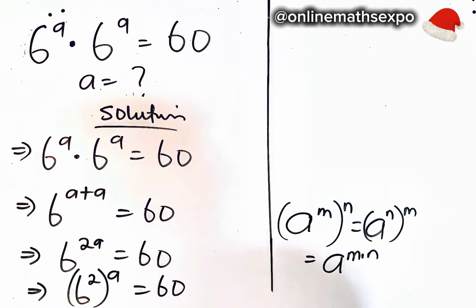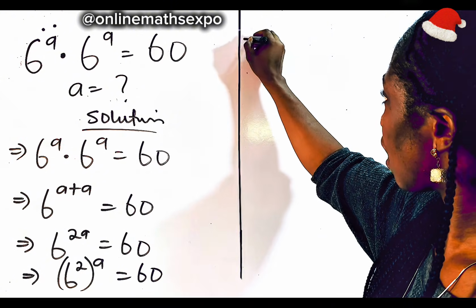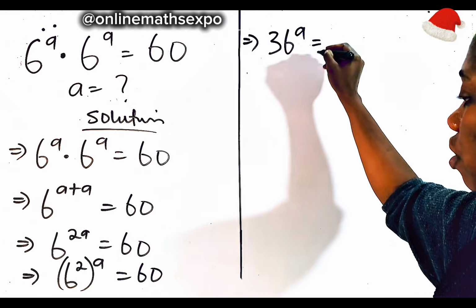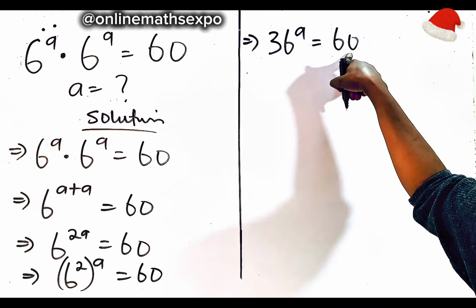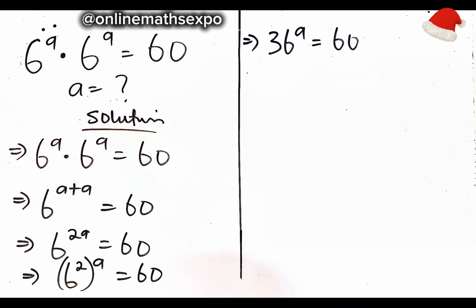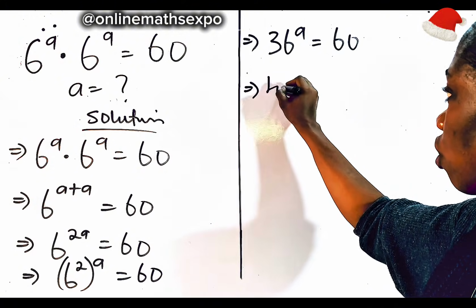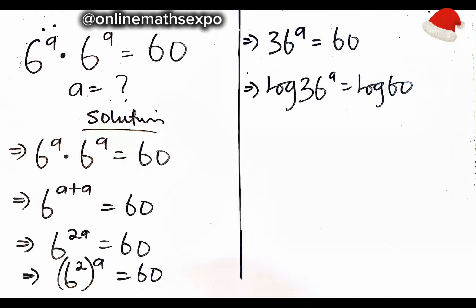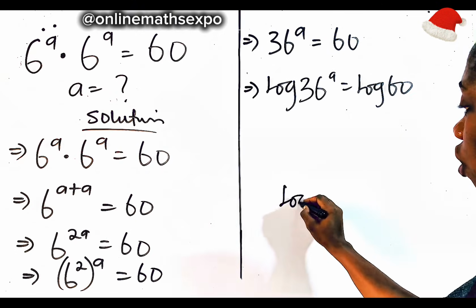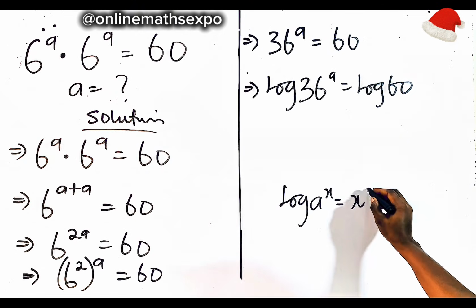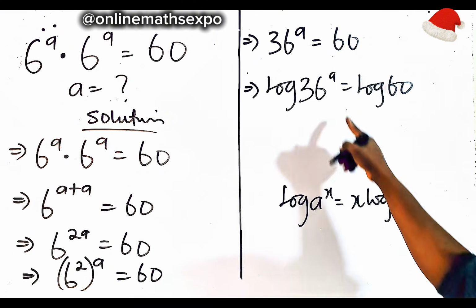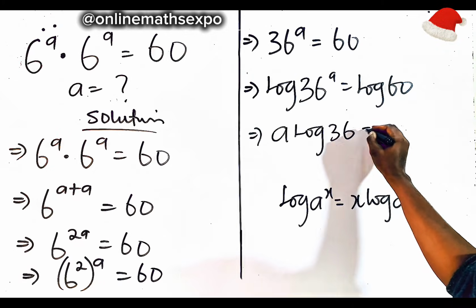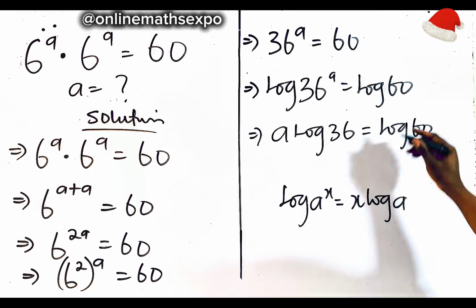So let's keep solving. So from here, this will now give us 36 to the power of a is equal to 60. We cannot express 60 in powers of 36. So what you just need to do is to take the log. So we have this is equal to log of 60. Now remember quickly that for every log of a to the power of x is always x log a. So here the power multiplies. It gives you a log 36 is equal to log of 60.